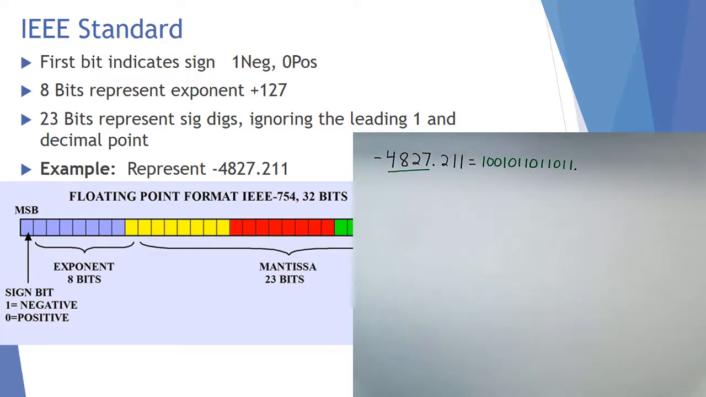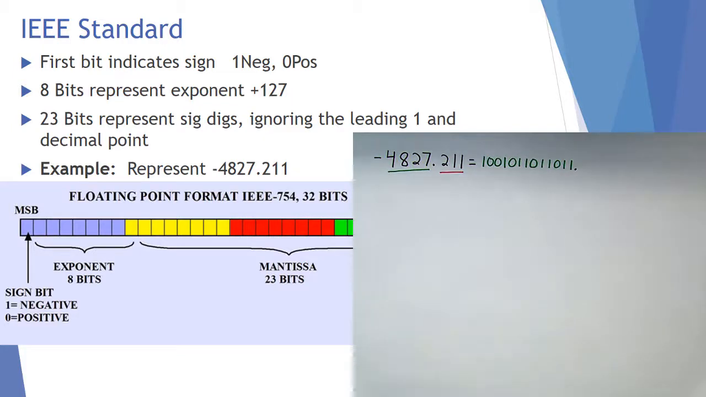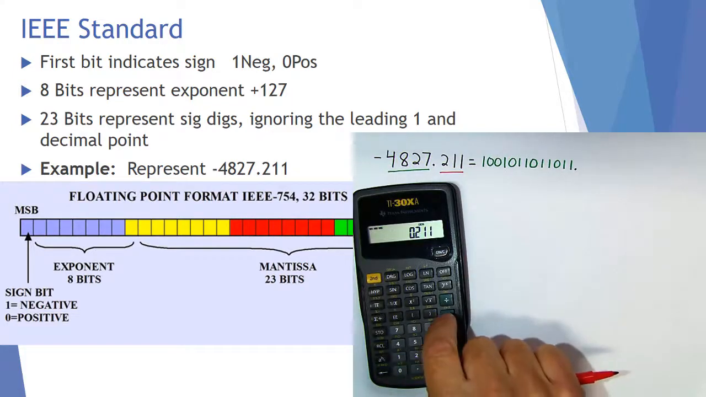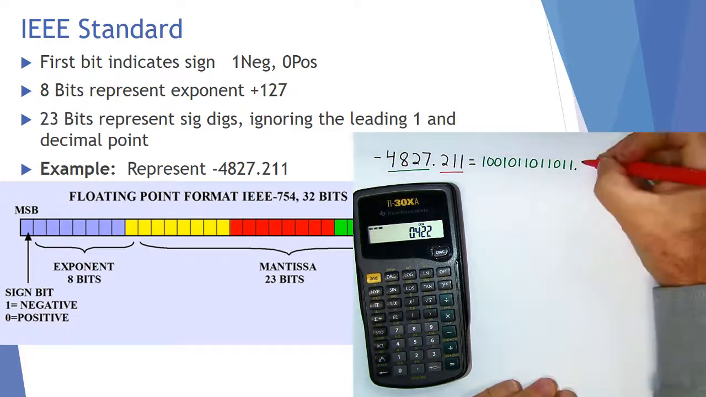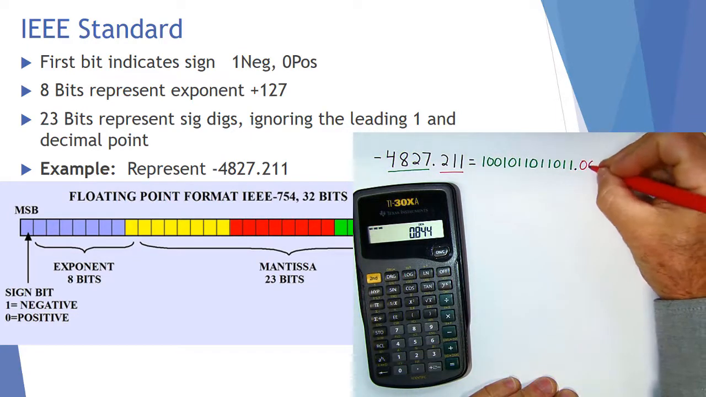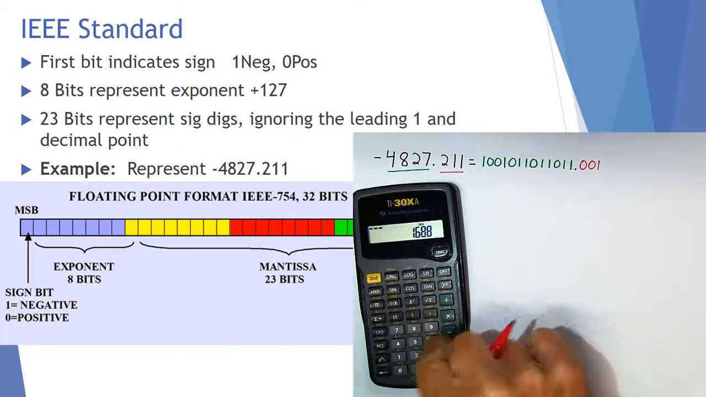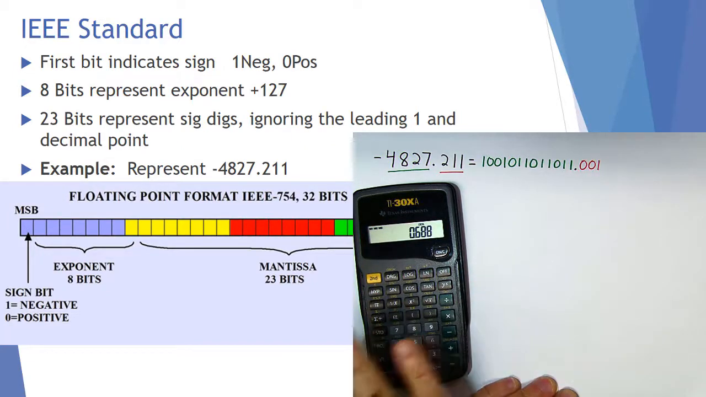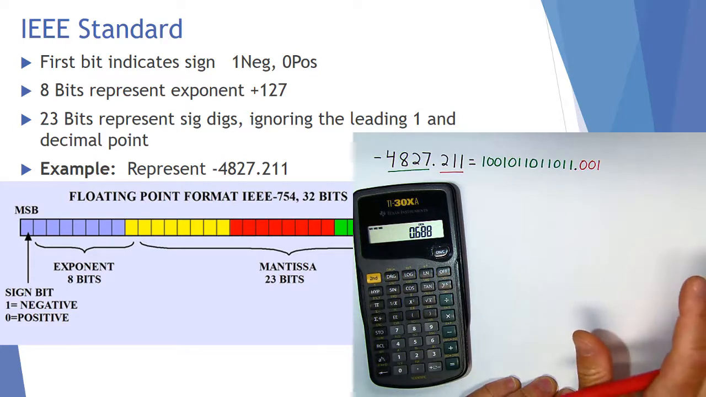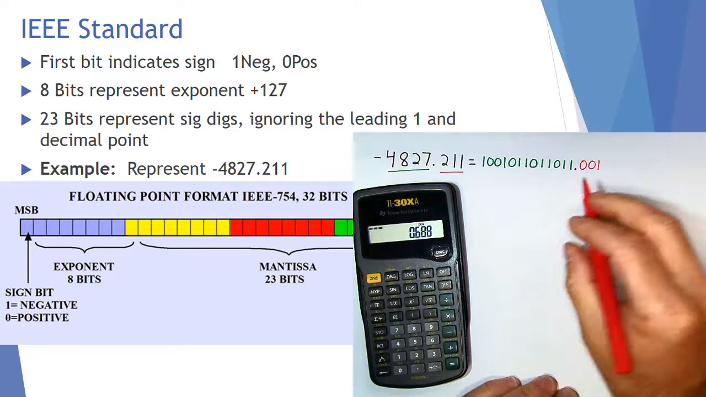Next, let's convert the decimal, 0.211. We'll take 0.211 times 2, and we get a 0. Times 2 again, and we get another 0. Times 2 again, we get a 1, and we'll subtract that off. And I'm going to let you work out the rest of this process. We've done that several times. I'm confident you could get this.